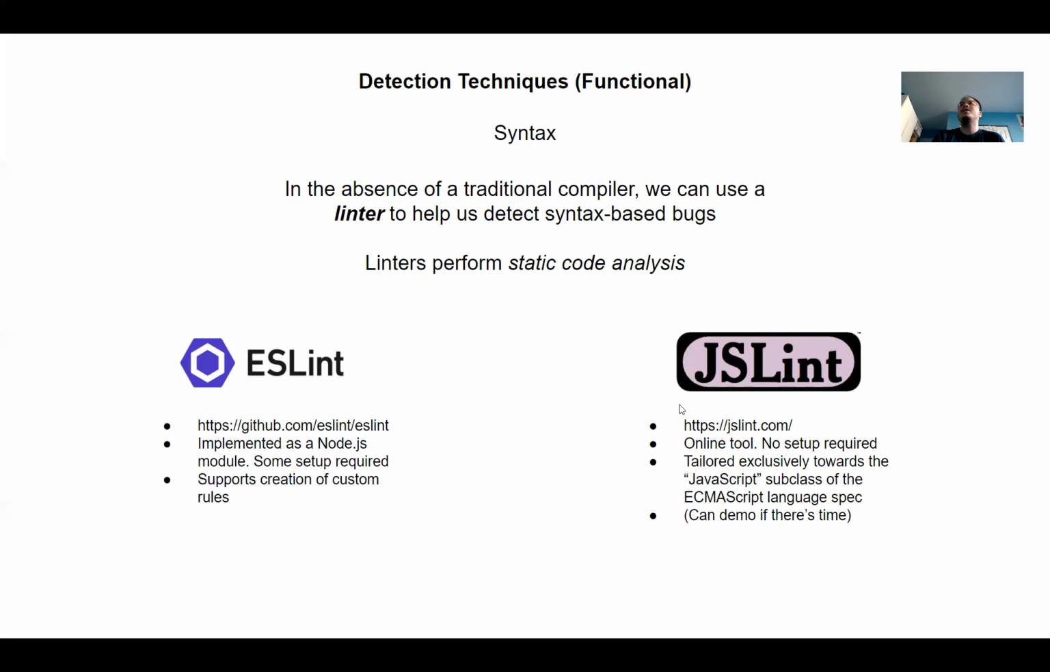And the other option would be using JSLint. This one doesn't require any setup because it's an online tool. But the problem with it is that it's a little bit more limited because it's only tailored towards the JavaScript subclass of the ECMAScript language, whereas ESLint actually supports other subclasses of ECMAScript. For this one, you also are not able to customize the rules. There are certain rules that are there, and you can specify exactly which rules you want to use, but you won't be able to create your own custom rules. So let me just demo this one really, really quickly.